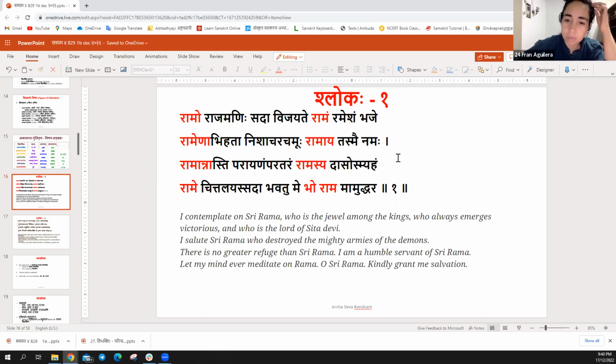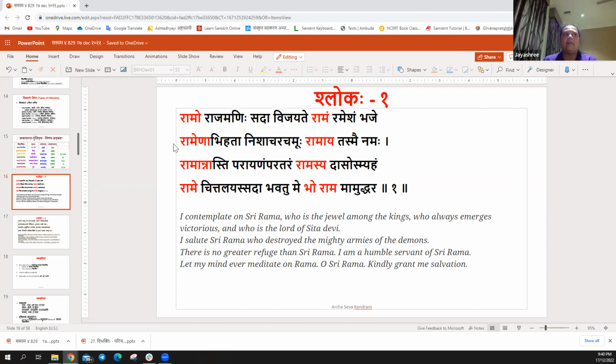Okay. So what did you see in this shloka? Different vibhaktis. There are all the 7 plus 1 vibhaktis in this shloka. Did you see that? Ramo Rajamani Sada. Ramaha, that is Prathama. So it becomes Ramaha Rajamani Sada. Ramaha is Prathama Vibhakti. Ramam Ramesham Bhaje. Ramam Bhaje, Dvitiya. Ramena Bihata Nishacharachamu.